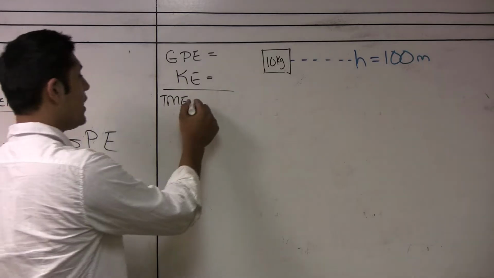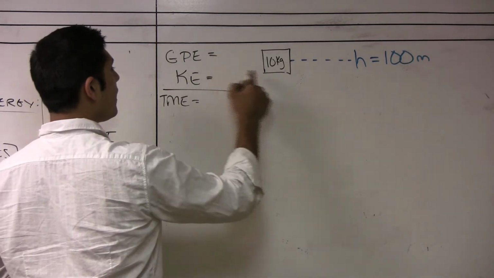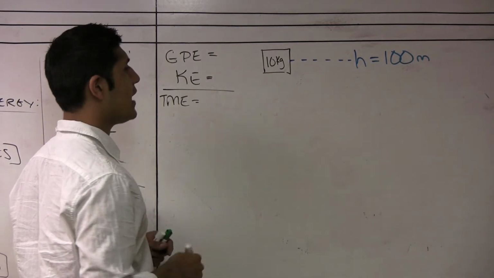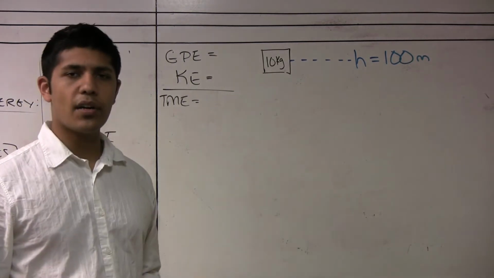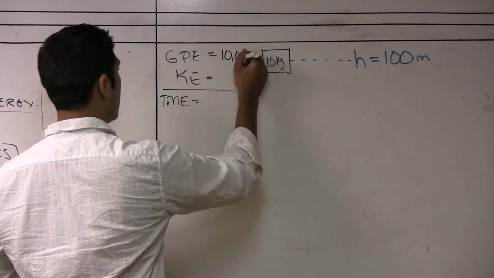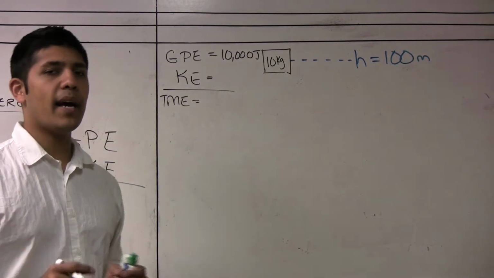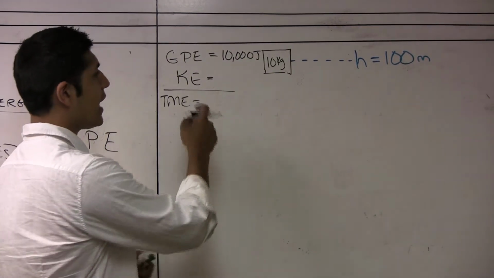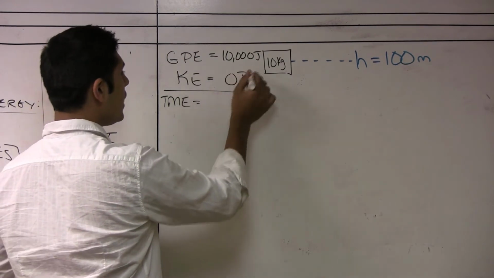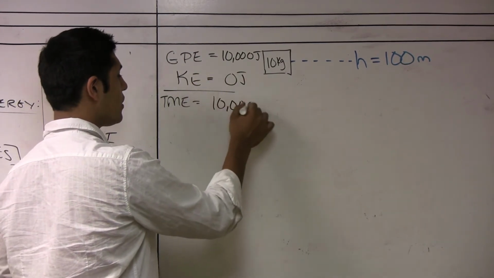So in this problem, the mass is 10, the height is 100, and gravity is 10. So it gives me 100 times 100, which is 10,000. And so I have 10,000 joules of gravitational potential energy. Well, my box is at the maximum height. It's not moving, so kinetic energy is going to be 0. And so when I add GPE plus KE, I get 10,000 joules.